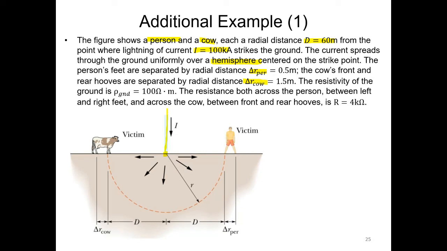So this is the worst case. I will let you know why this is the worst case in the radial direction. If it is perpendicular to it, it may be better. The resistivity of the ground is rho equals 100 ohm meters. The resistance across the person, between the left and right feet, and across the cow, between the front and rear hooves, is 4 kilo ohms.